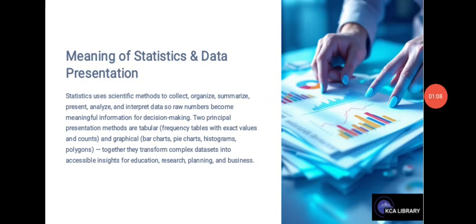So, what is even statistics? Statistics is just a scientific method of collecting, organizing, summarizing, presenting, analyzing, and even interpreting data so raw numbers become meaningful information for decision making. So that is statistics. Just a method for collecting, organizing, summarizing, analyzing, and interpreting data so that data is properly converted to meaningful information.